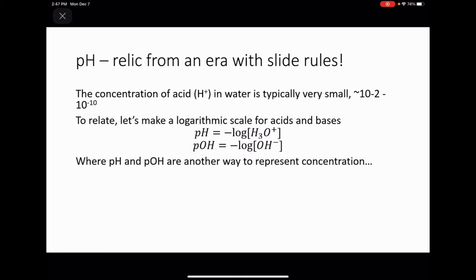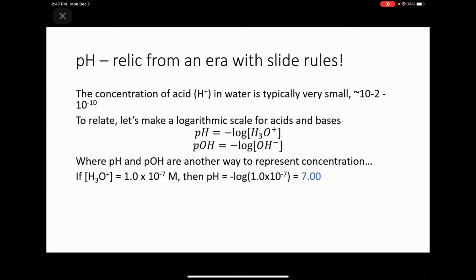All right, so the two scales are pH is the negative log of the H3O plus concentration, that's in molarity, and the pOH is the negative log of the molar concentration of OH minus. Okay, so it's another way of representing these concentrations.